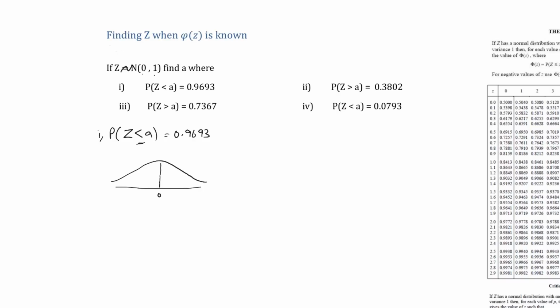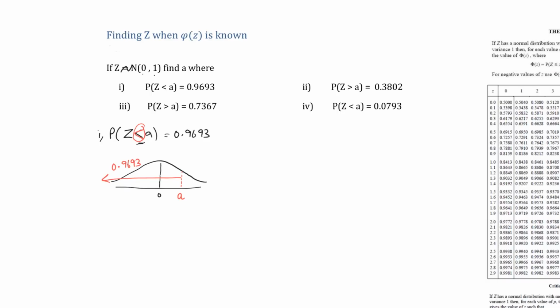The first thing that you need to decide is whether a is lying towards the right of 0 or towards the left of 0. And in this case, obviously a would be lying towards the right, such that the probability that z is less than a is 96.93%, 0.9693. Okay, so this sign is basically the arrow. z less than a is 96.93, so obviously it is the body area.